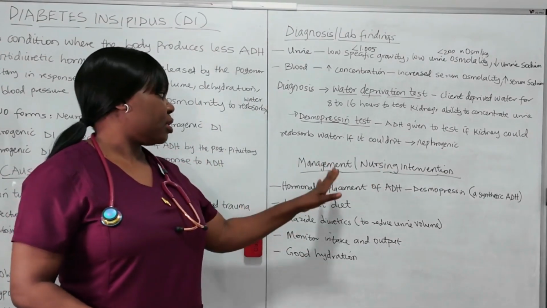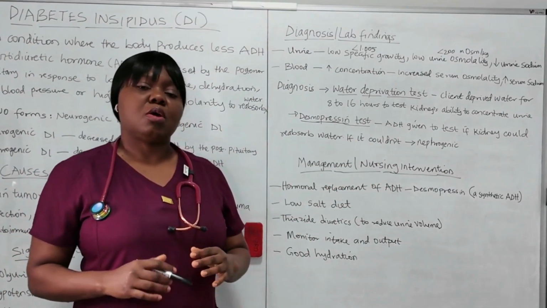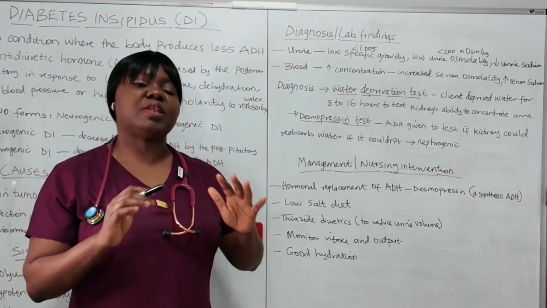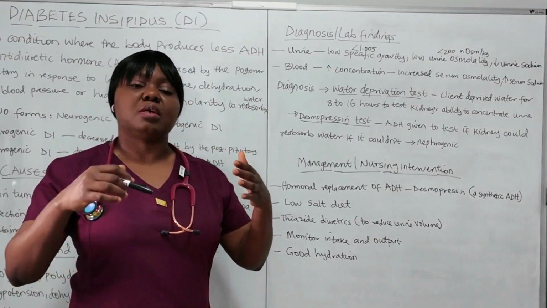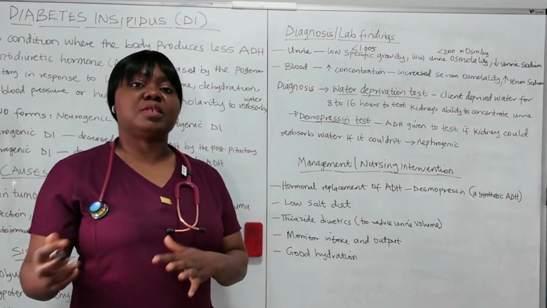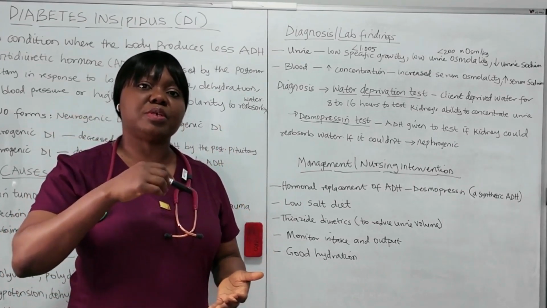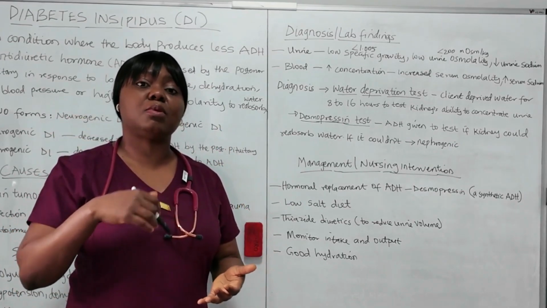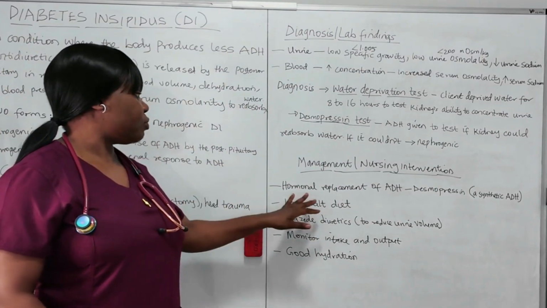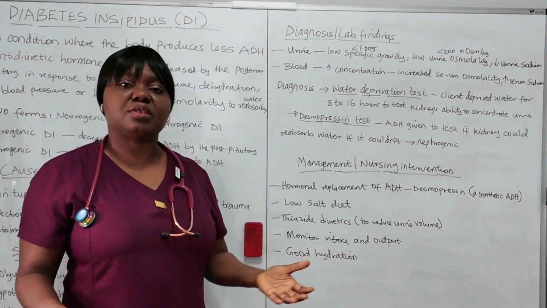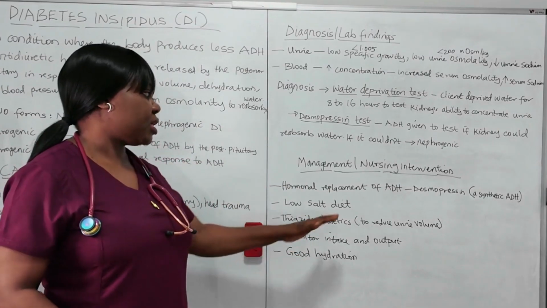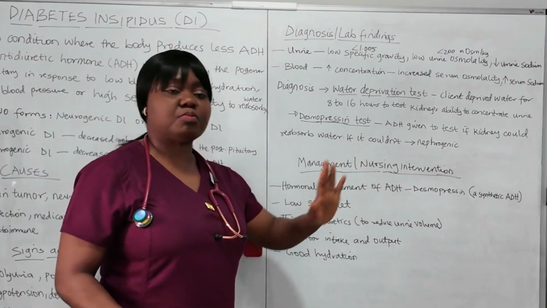Now let's look at management and nursing intervention. Of course, with the pathophysiology of diabetes insipidus, you will know that the nursing diagnosis will be centered around fluid volume deficit. So your intervention will be around fixing that excessive loss of fluids. Now, the first one is hormonal replacement of antidiuretic hormone. If the patient doesn't have antidiuretic hormone or doesn't have enough of it, they can give the synthetic form of it, that's the desmopressin.